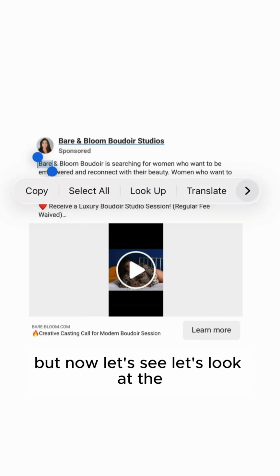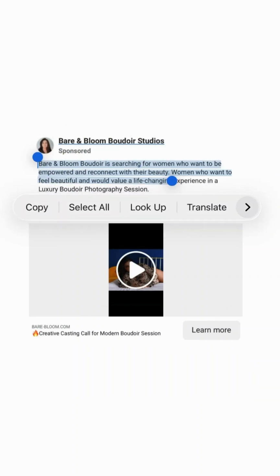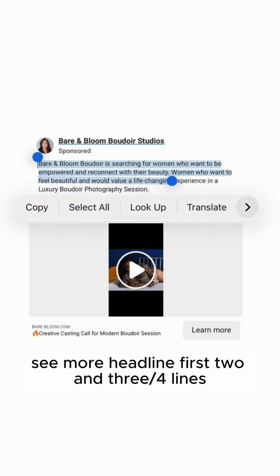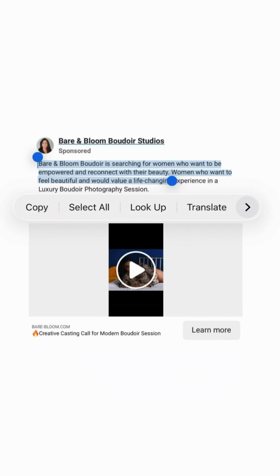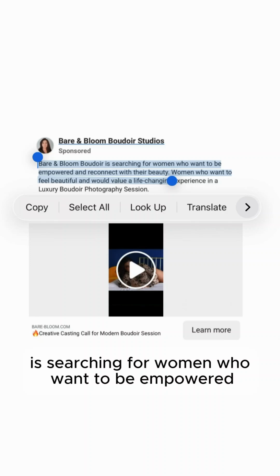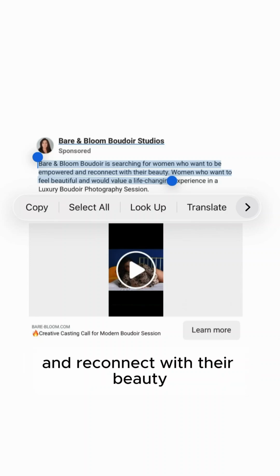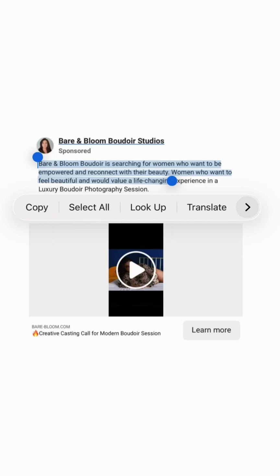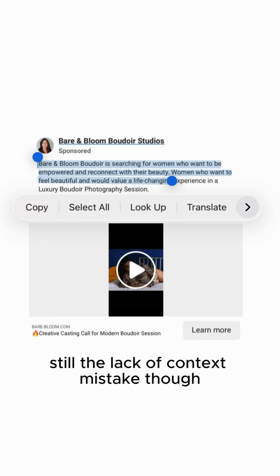But now let's look at the see more headline. First 2 3/4 lines Facebook newsfeed mobile. So Baron Bloom Boudoir is searching for women who want to be empowered and reconnect with their beauty. Women who want to feel beautiful and value life changing. All right. So yeah, we got half the necessary context here. Still, the lack of context mistake though.